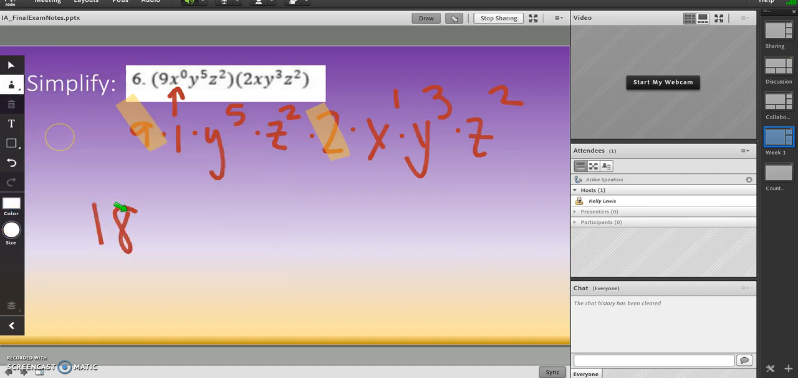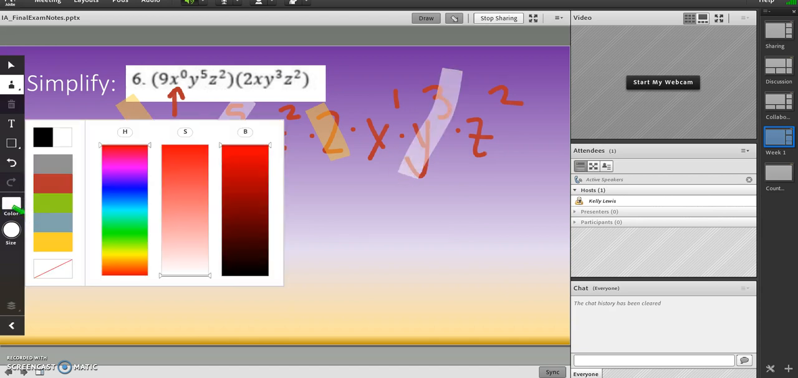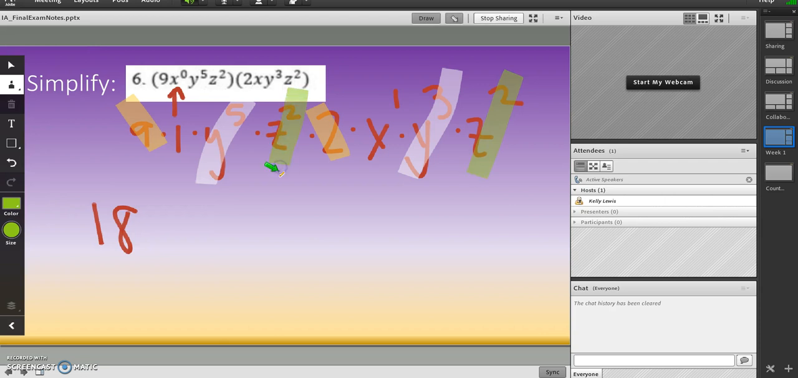Then let's do the y's will go together, the z's will go together, and the x stays. There's no other x, so he's going to stay alone. That sounds really sad. He's going to stay all by himself. All right, and then we're going to add the y to the 5th and the y cubed. That makes y to the 8th. And then z squared and z squared, that makes z to the 4th.